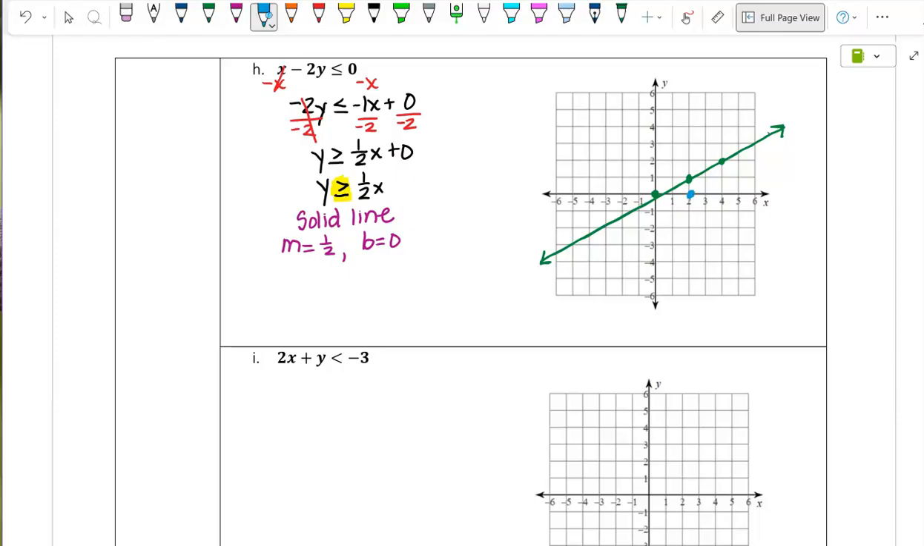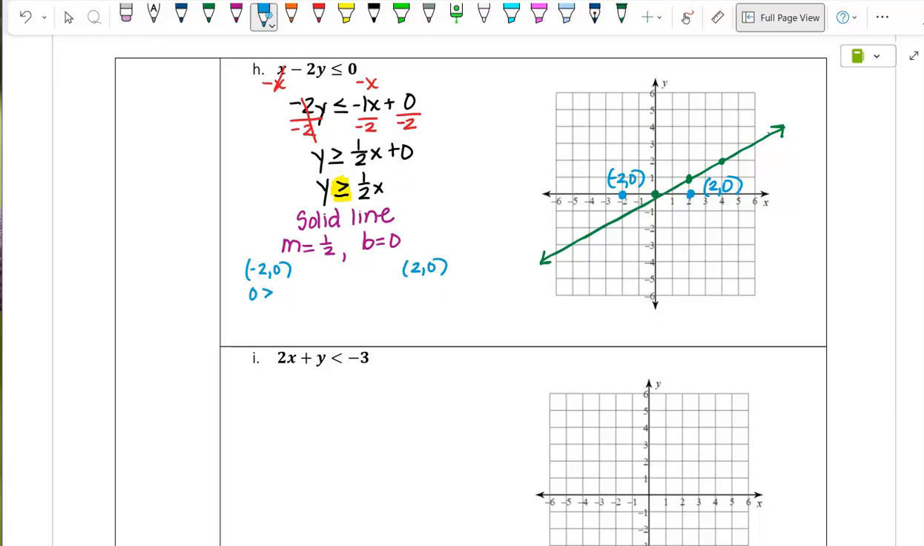So on the right-hand side, I'm going to go with 2, 0. And on the left-hand side, I'm going to go with -2, 0. So I can't use 0, 0 this time because it is one of the points on the line. So I have to test -2, 0 and +2, 0 to see which of those gives me a true statement.